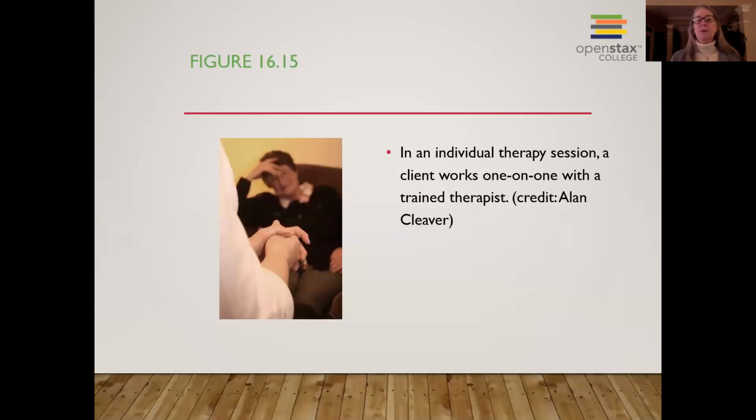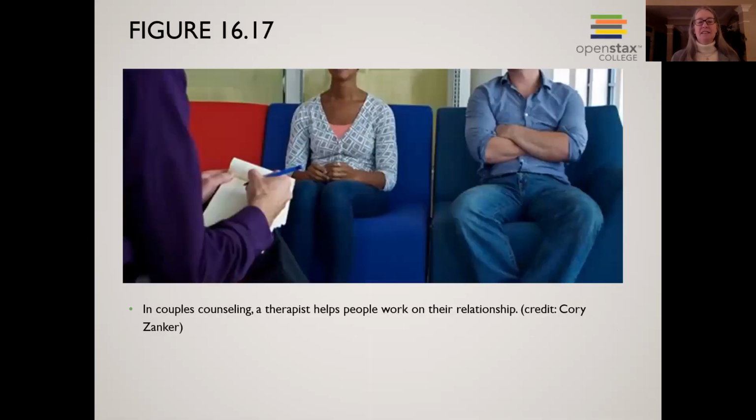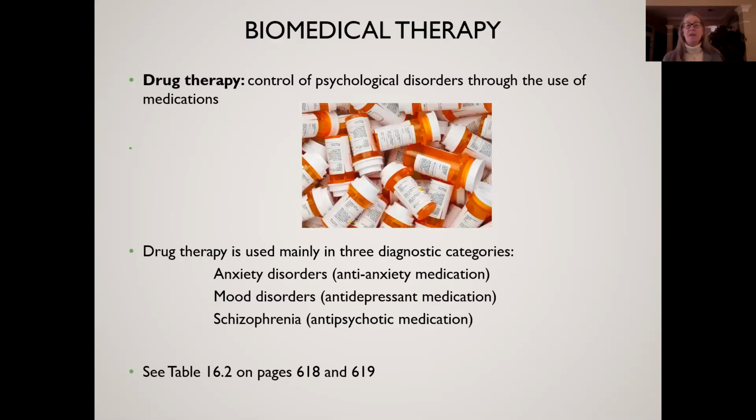Okay, so we've talked about these now. All right, now let's talk about the biomedical therapies. So we've got drug therapies that exist. These control psychological disorders through the use of medications. And these are great. There's basically 3 diagnostic categories that work really well with drug therapy: anxiety disorders, mood disorders, and schizophrenia. I think it's a good idea to look at table 16.2 on pages 618 and 619. It has a lot of good information there.